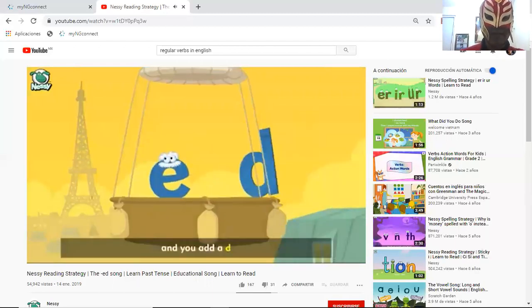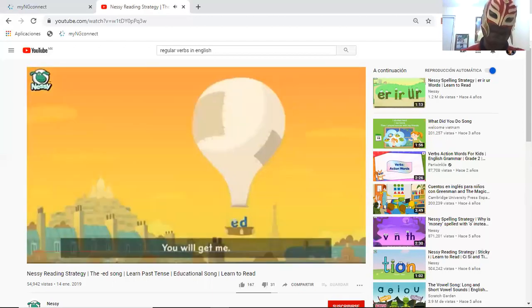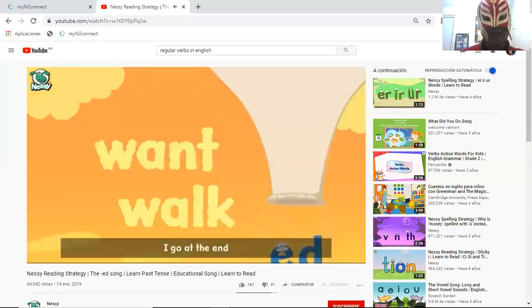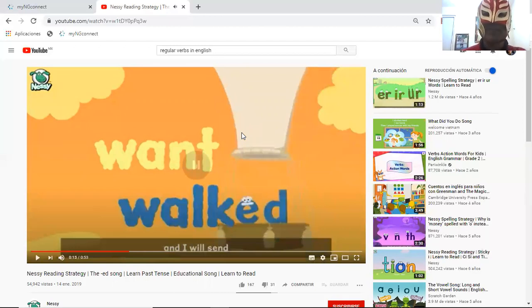If you take an E and you add a D, you will get F. F goes at the end. Ed va al final del verbo. Ed goes at the end of the verb. And Ed will send the verb into the past. Ed enviará el verbo al pasado. Ed will send the verb into the past.